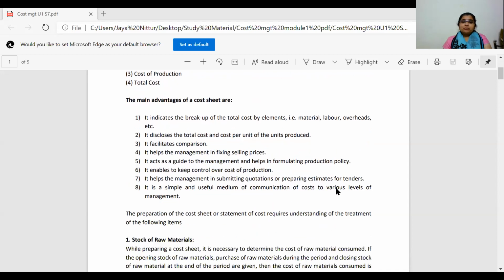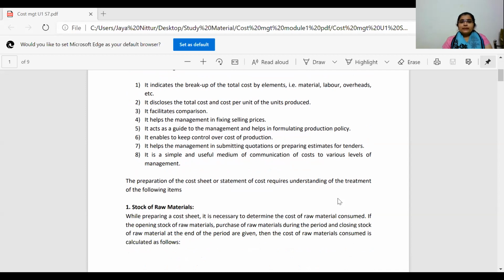It indicates the breakup of the total cost by the elements on the basis of factory, on the basis of office, on the basis of selling and distribution overheads. Everything has to be considered. Based on that only we are going to prepare a cost sheet.